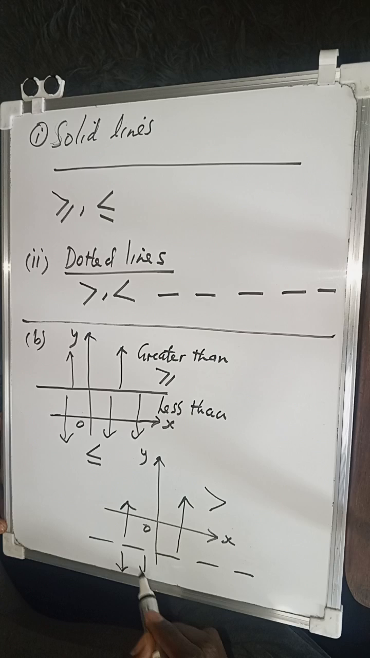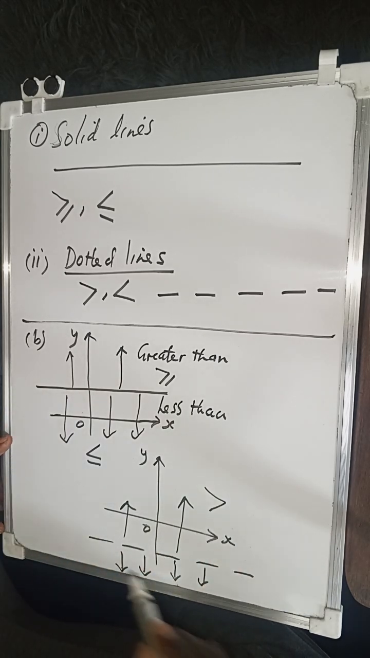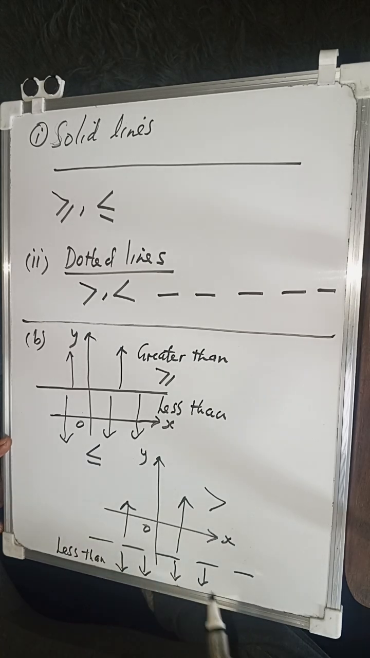What about if I wanted the region below this dotted line? Well, of course, the region below is less than. And because this is a dotted line, we are just going to say less than. So we are not going to put the equal sign. It is just less than. Those are important concepts that you need to remember.